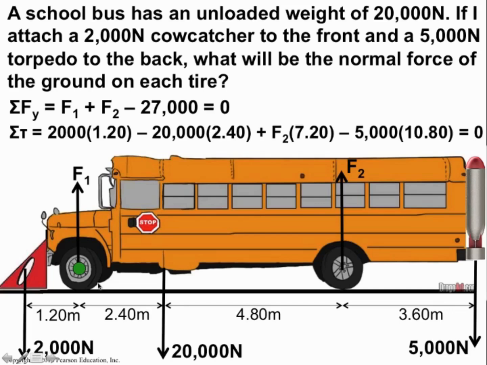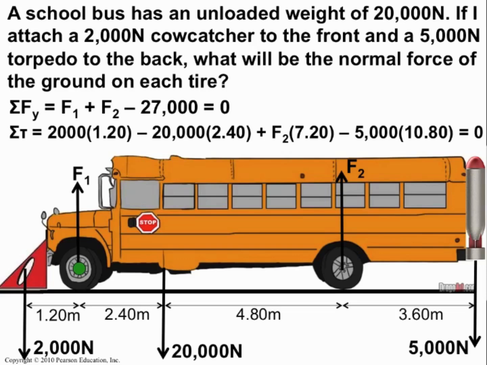All we're doing is looking at our axis of rotation and this one torque, the cowcatcher torque. We have a downward force, and we have a distance of 1.20. The reason it's positive 2,000 times 1.20 is because that downward force with this distance of 1.20 would tend to cause, if it could, a counterclockwise rotation, and that's positive. Alright, moving on to the next torque.